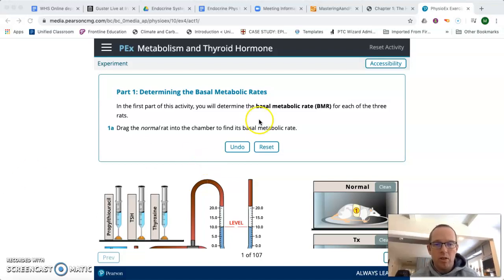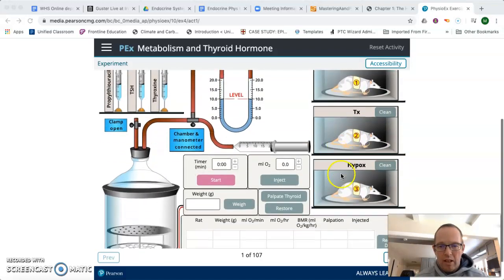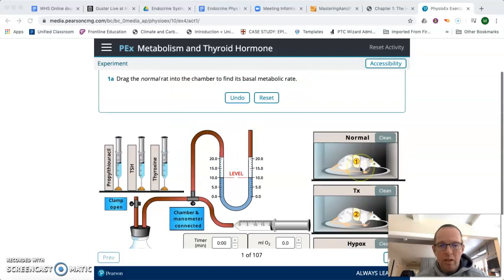I'm broadcasting to you live from my dining room, ready to walk you through this lab. So on the screen, you see the first experiment in the endocrine system physiology lab that deals with metabolism and thyroid hormone. The whole premise of this is to compare a normal rat, number one down here, to a rat that has had its thyroid removed, that's the TX we see here, and a rat that has had its pituitary removed or irradiated, which is the hypo-X here.